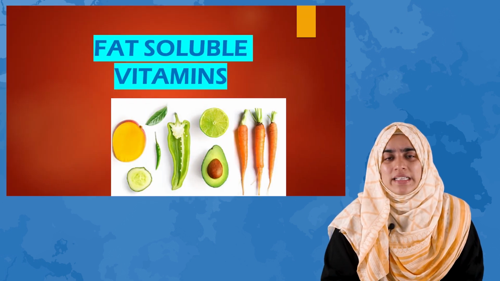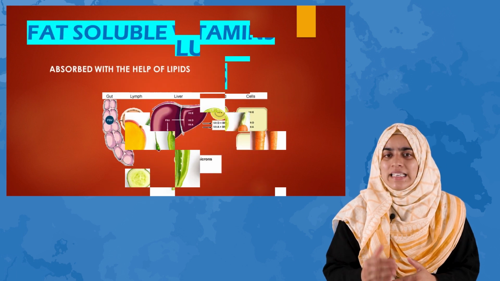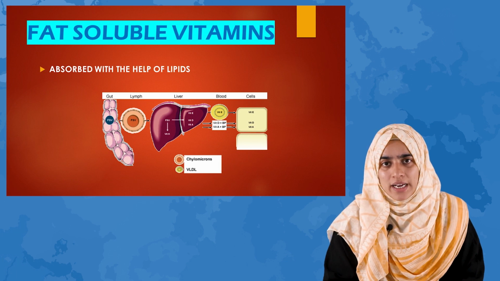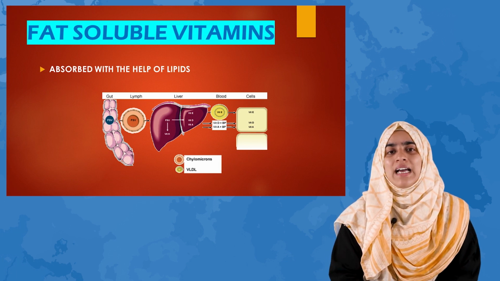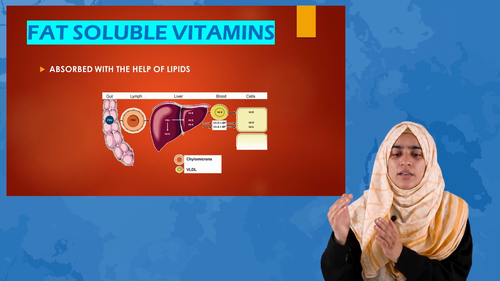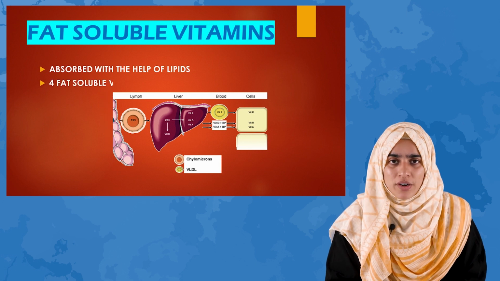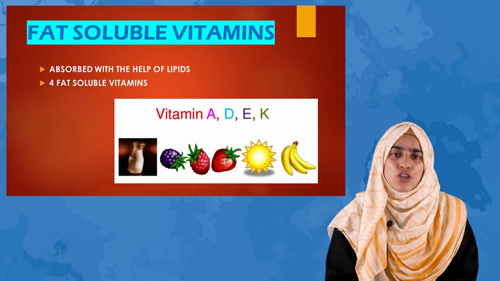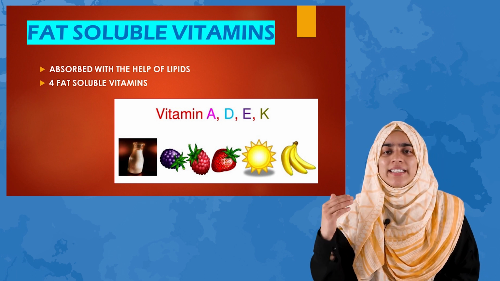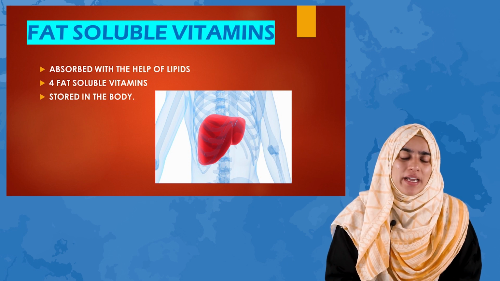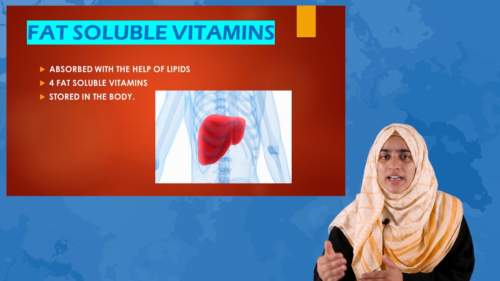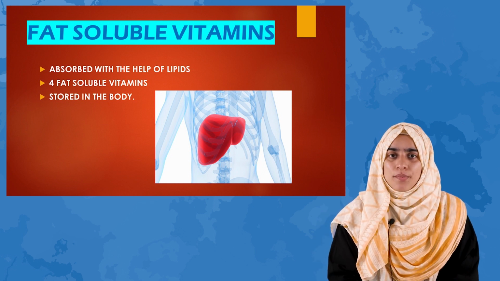So when we talk about these fat-soluble vitamins, these are absorbed through the intestinal tract with the help of lipids. That means with the help of fats, they are absorbed from the intestinal tract. There are 4 fat-soluble vitamins: vitamin A, vitamin D, vitamin E, and K. These fatty vitamins are readily available in our body, and they are stored in the body's fatty tissues and present in the liver.